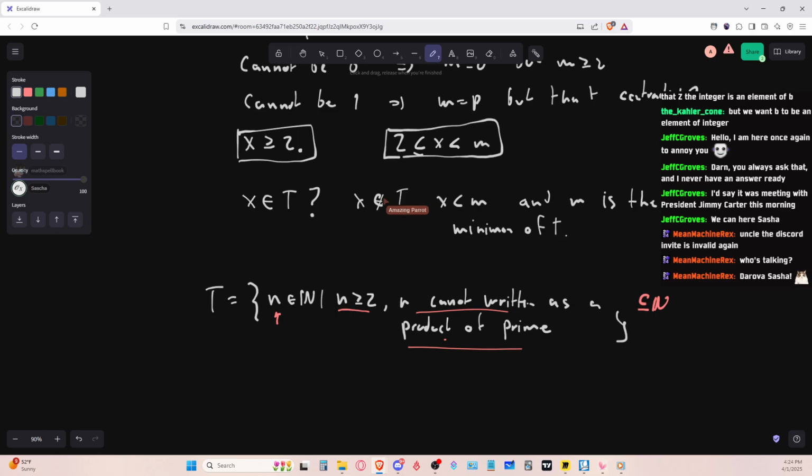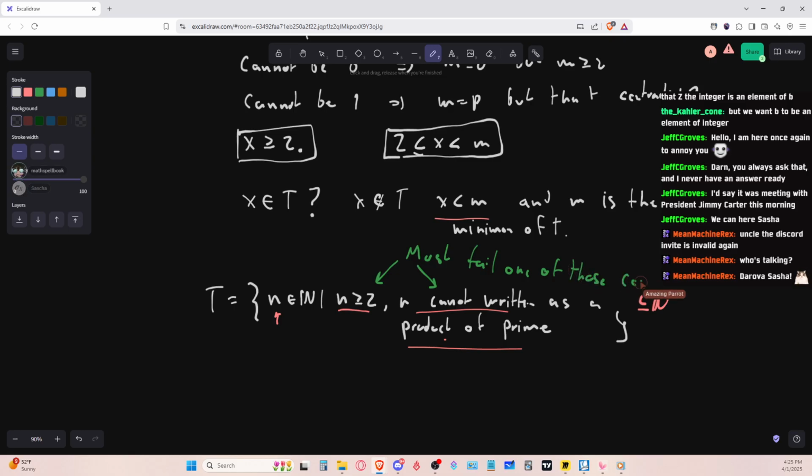So what you told me before, you said because x is actually smaller than m, and m is the minimum, x cannot be inside of T because of the minimum properties, right? Right. So if x is not part of T, it must fail at one of those two conditions. Yeah, that's what it feels like. Must fail one of these conditions.